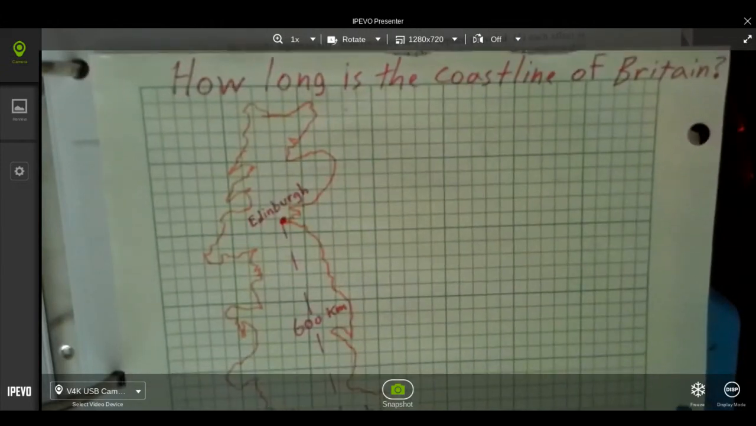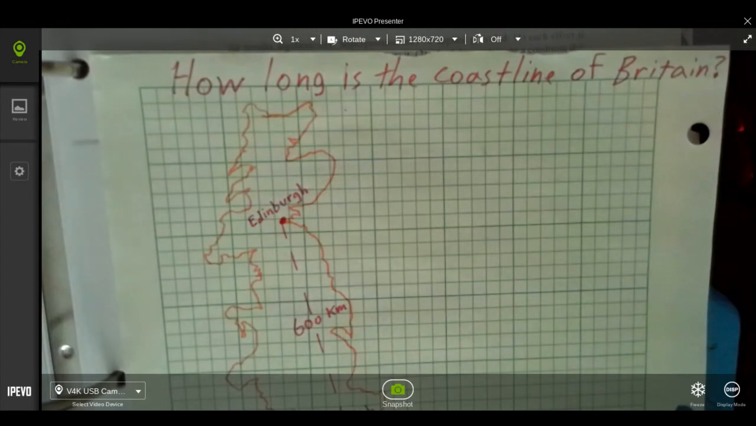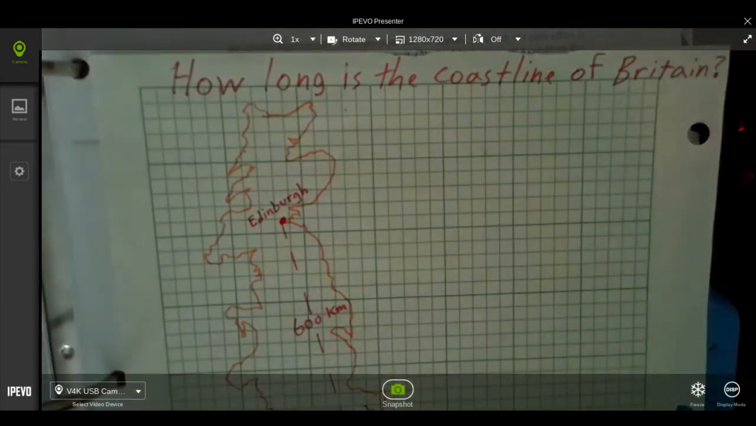Here is our problem. How long is the coastline of Britain? That seems like an easy question to answer. How long is a coastline? That seems straightforward. It's actually a lot more complicated than you think, because the problem with the coastline, this is what they noticed, is that the smaller the scale that you use, the longer the coastline seems to get.